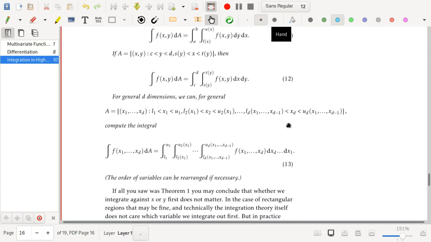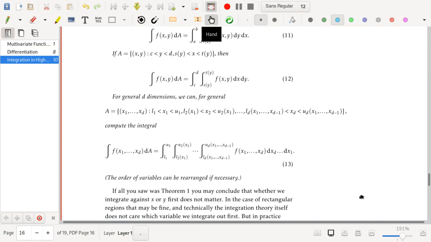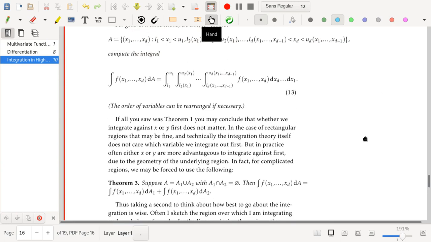And by the way, this does also extend to d-dimensional objects. You can have a formula like this. So basically, the innermost integral's boundaries are allowed to depend on the other variables, but you're reducing the variables on which you're depending as you compute further and further out integrals. Okay. It still doesn't matter which variable you integrate first, but it may be more advantageous to integrate with respect to one variable before you integrate with respect to the other one.